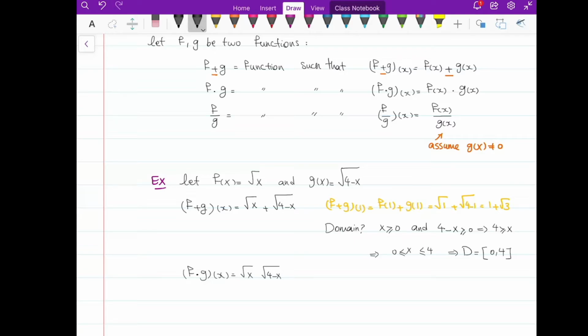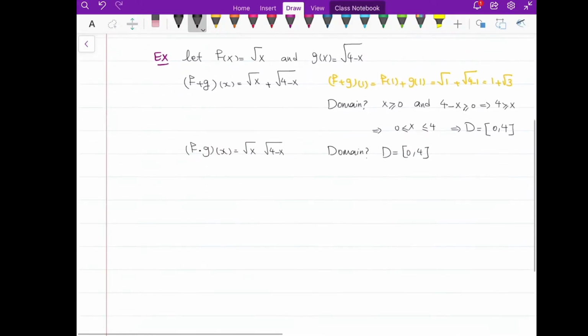Okay, how about the domain for f dot g, the product of these two functions? It would be the same thing, right? Because I have a constraint here and I have another constraint here. It is going to be exactly the same. So the domain here would also be 0 to 4.